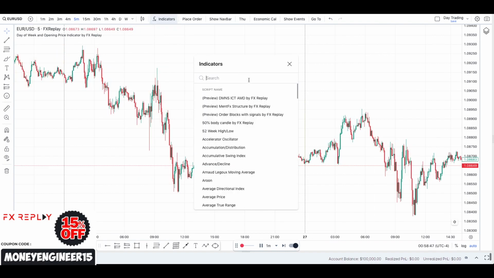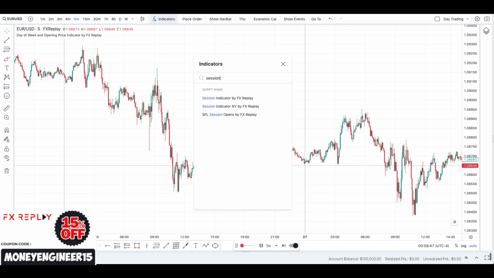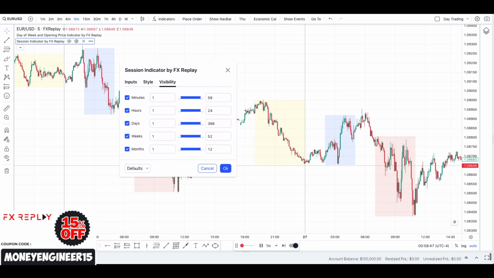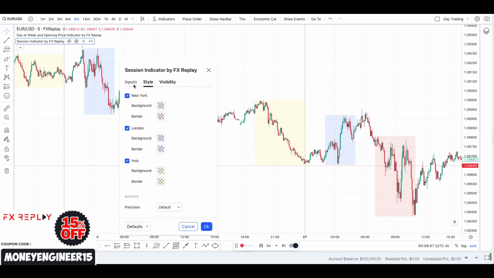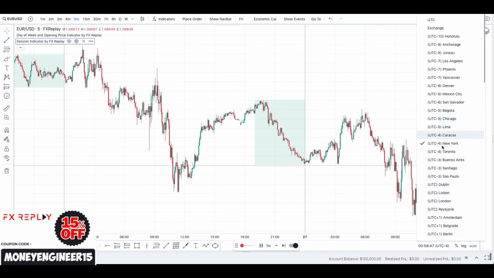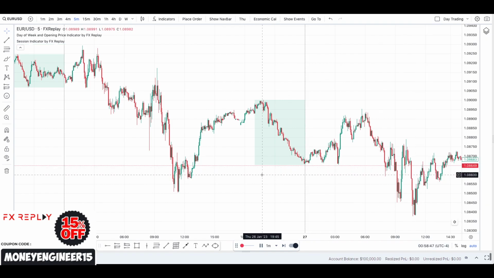Alright, so let's first set up the indicator that you need. You can just write session here on FX Replay and it will be the first one. On TradingView, you can just take any indicator that shows the Asian range. Since I don't need the New York and London session ranges, I'll just remove them to make it simpler. Alright, so just to make sure also your inputs, you'll see that the Asian session times are in UTC. So that's why you need to come here and put it at New York and everything will be set automatically, so you don't need to touch anything here.